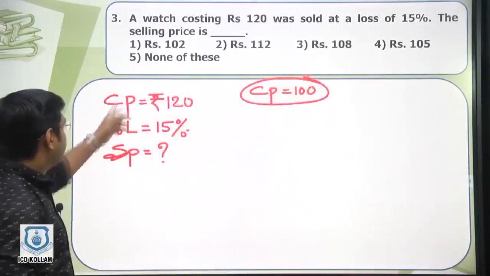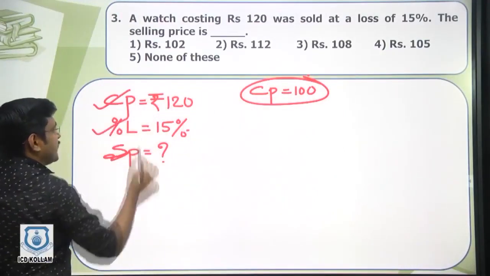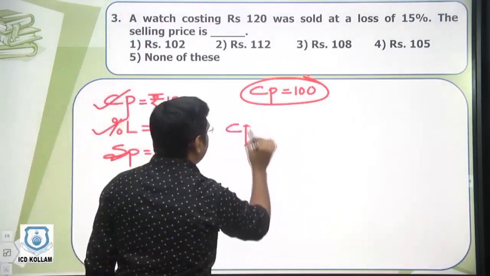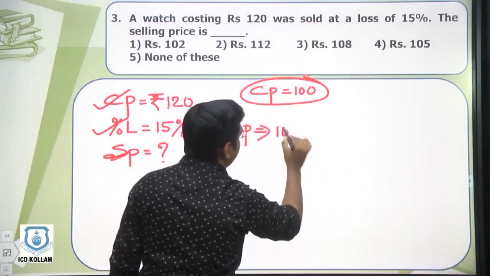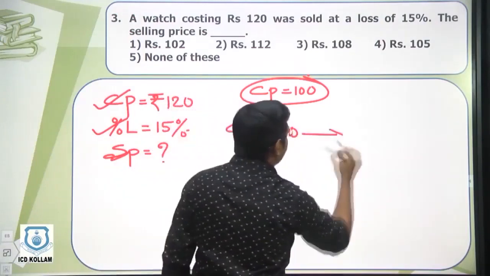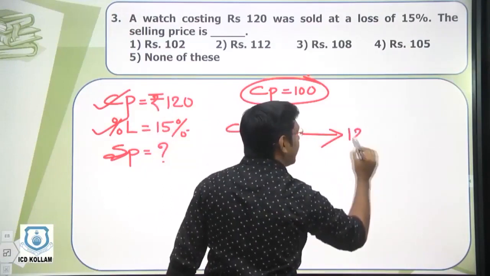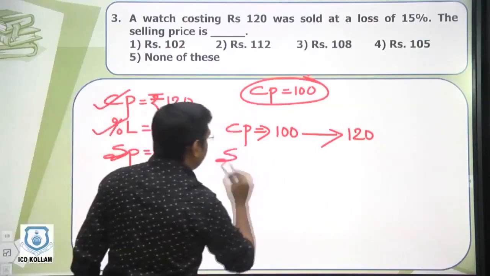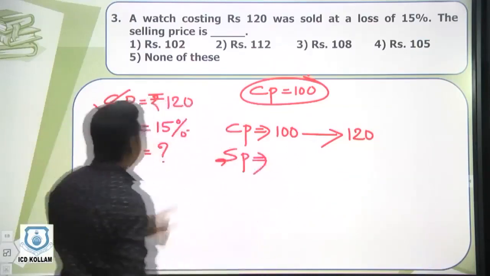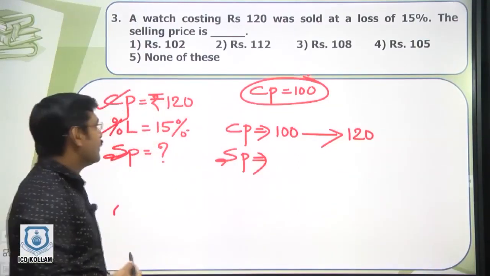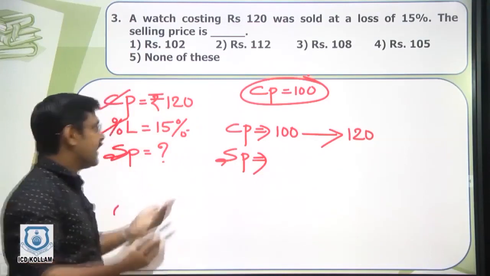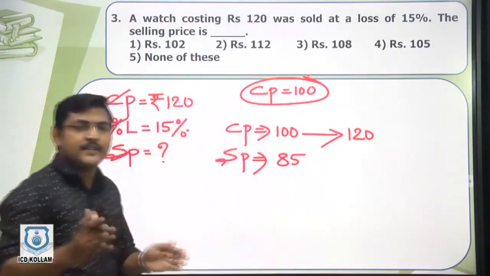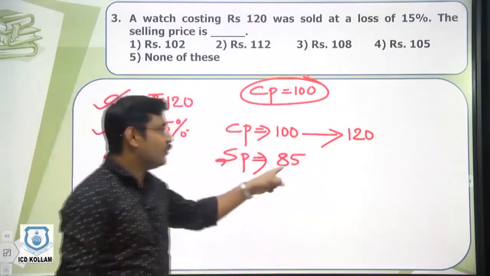So I am starting. Since CP and the loss percentage is given, we need to start from that frame. Since CP is given, I need to start with CP. Always my CP is 100. Corresponding to my 100, in the given question, the CP is given as 120. It's very easy, right? After that, we need to find the selling price. Selling price with 15% loss. So with 15% loss, the selling price will be 85, right? Because we need to subtract that 15 from 100. As a result of that, you will get 85.